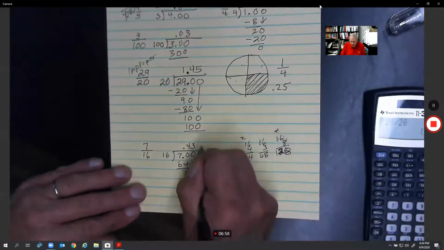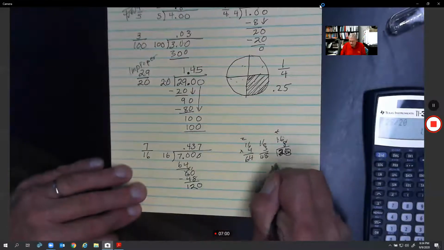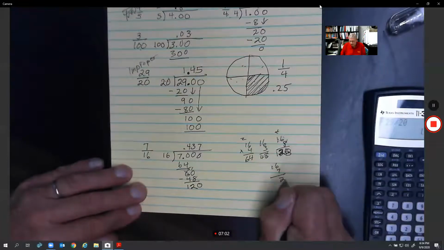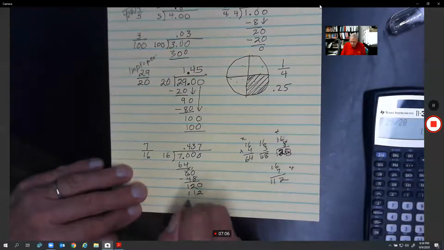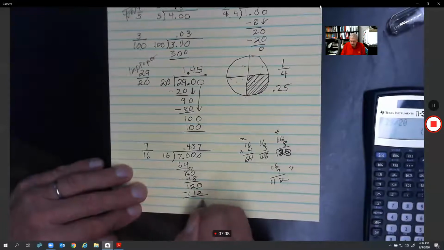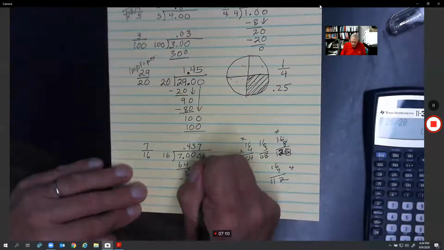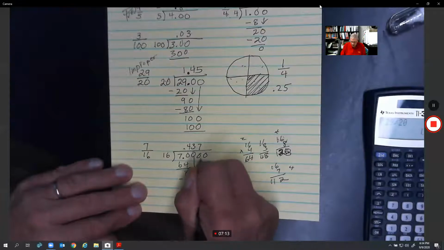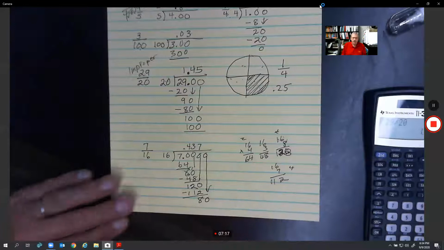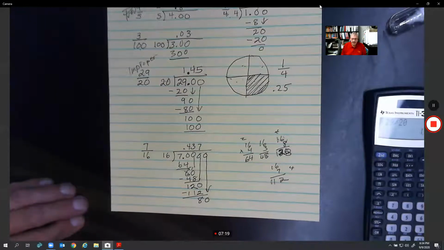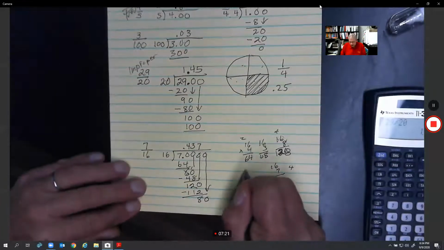So it's got to be 7. Let's multiply that out. 42, carry the 4, 11, 112. Subtract 8. Add another 0. Say I brought down. Sometimes I like to show that you're bringing it down.